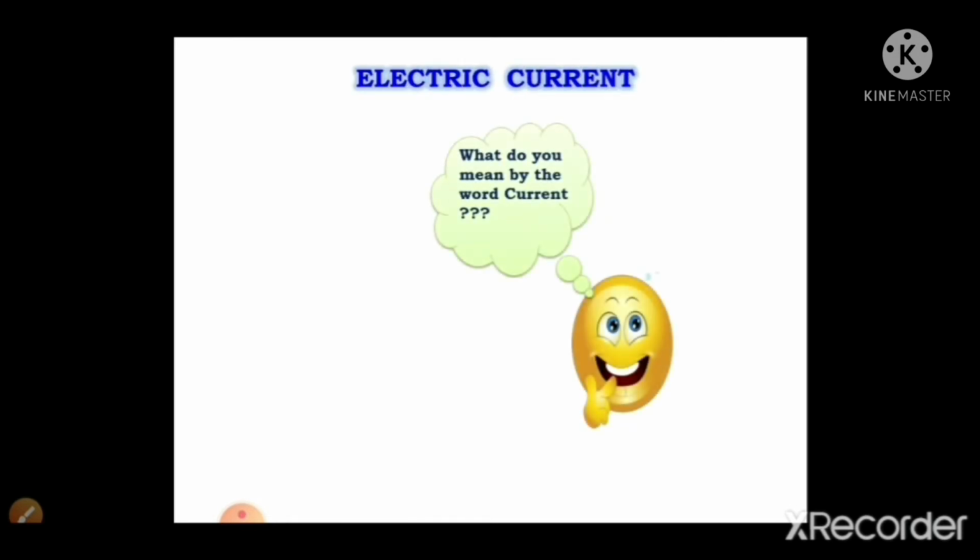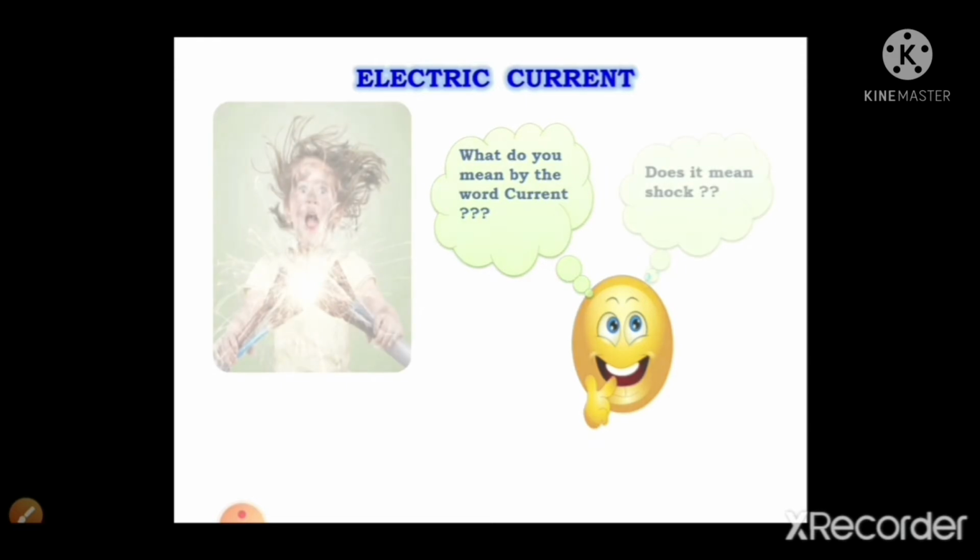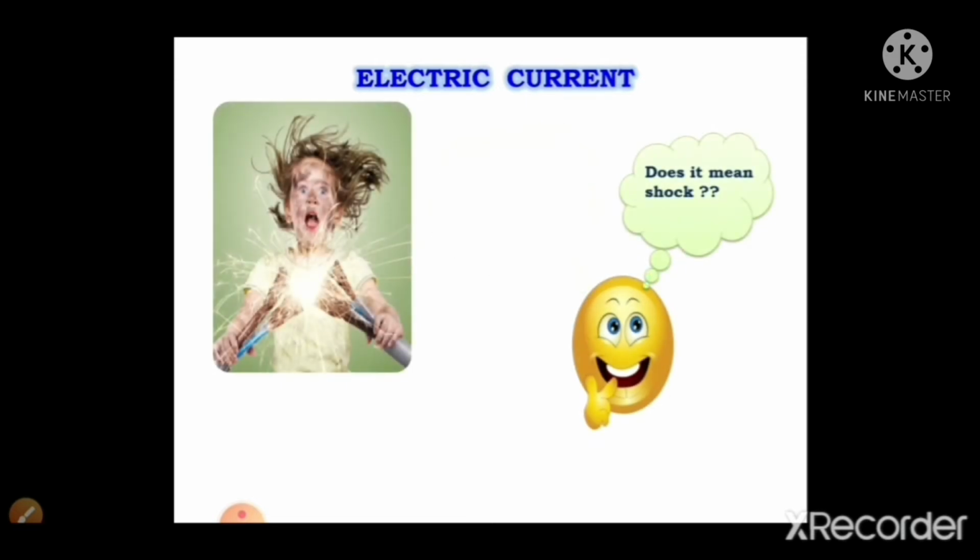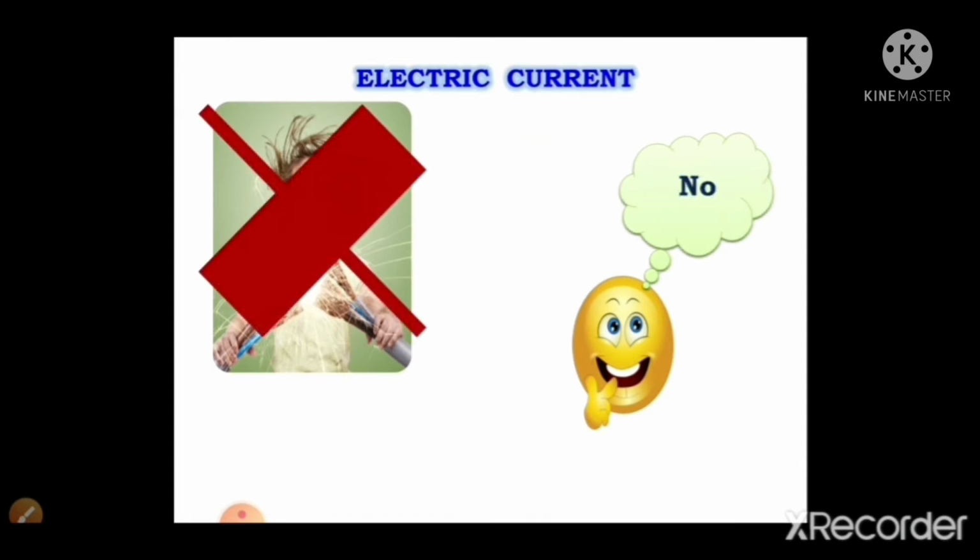Electric current. First of all, we'll understand what the word electric current means. In this lecture you are going to see the basic terms only, and in the next lecture we'll start with the effects of electric current and the remaining part of the chapter. So what is electric current? Once you hear the word electric current, the picture that comes to mind is getting a shock. Does it mean shock? No, it does not mean shock.